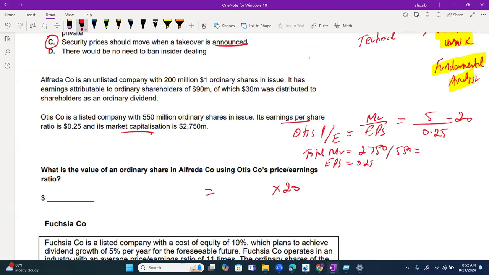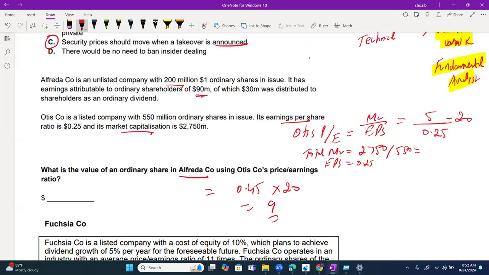So what is the value of Elfreda company using the PE ratio? PE ratio is 20. So what is the earnings per share of Elfreda? 90 million divided by 200 million, 0.45. Multiplied by 20, that is 9. So 9 is the market value per share of Elfreda.